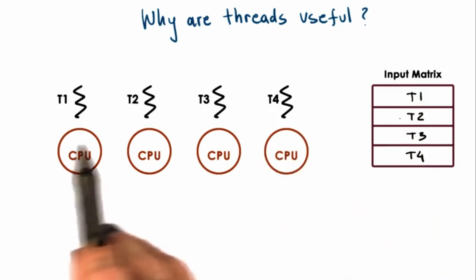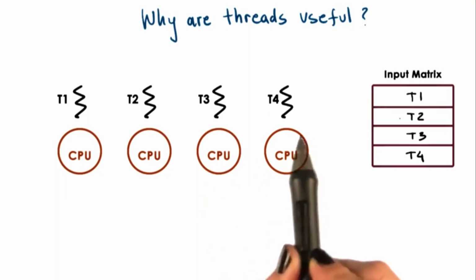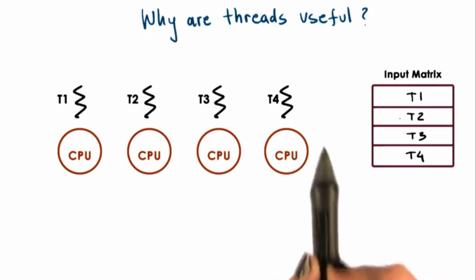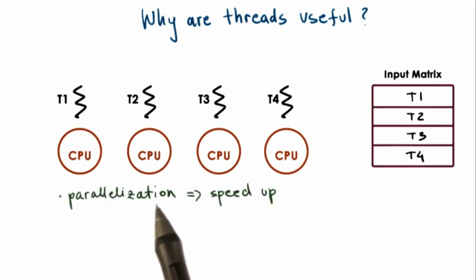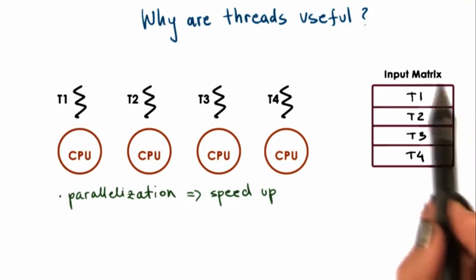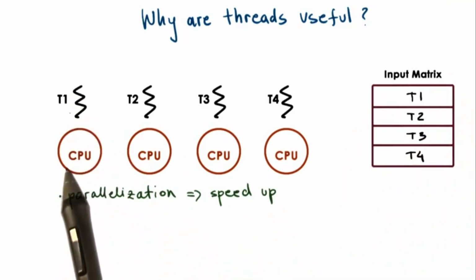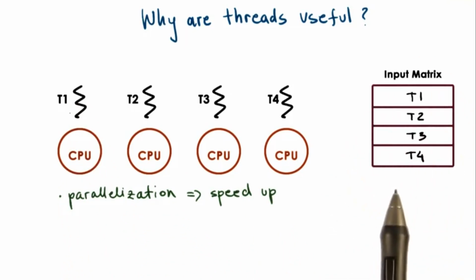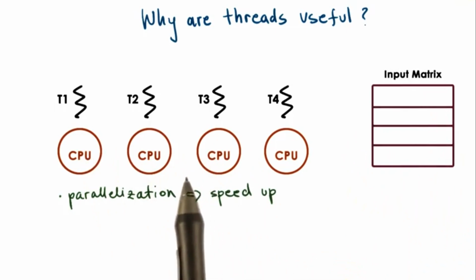Now, although the threads execute the exact same code, they're not necessarily executing the exact same instruction at a single point in time. So every single one of them will still need to have its own private copy of the stack, registers, program counters, etc. By parallelizing the program in this manner, we achieve speedup. We can process the input much faster than if only a single thread on a single CPU had to process the entire matrix.